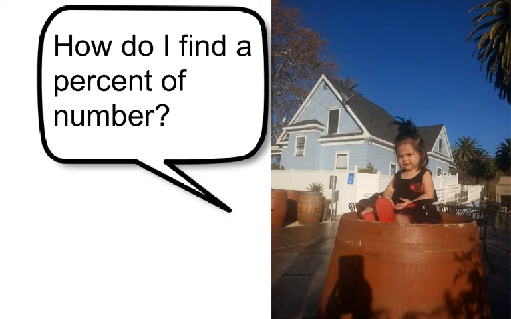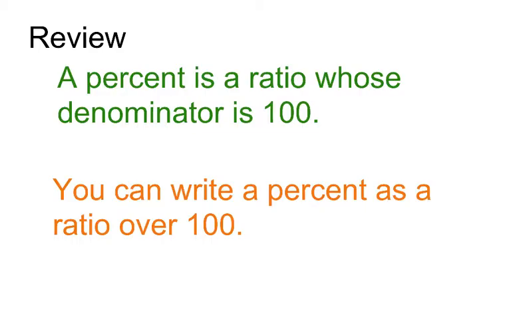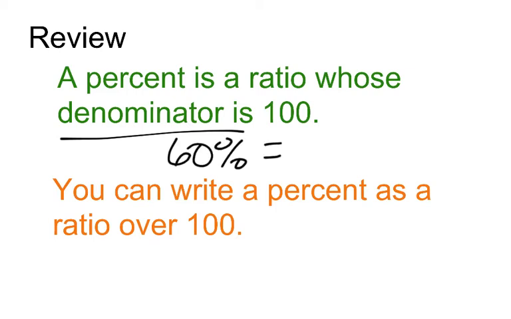Well, there's a few things that we need to review. We know that percent, of course, we know that vocabulary word from previous tutorials. And whenever we have that "of," that's a good hint that we might have a multiplication problem. So let's review. We know a percent is a ratio whose denominator is 100. So 60% is 60 over 100, which can of course be reduced to 3/5. You can write a percent as a ratio over 100.